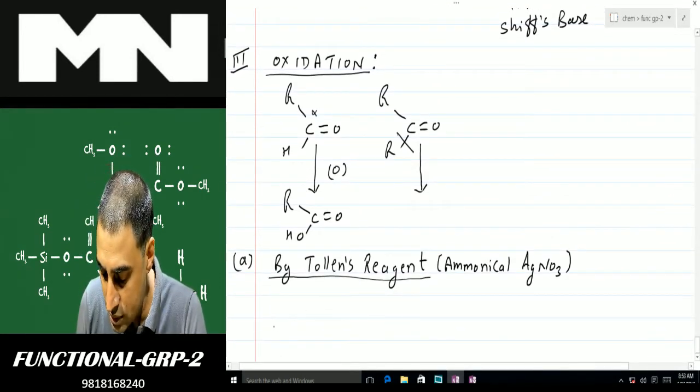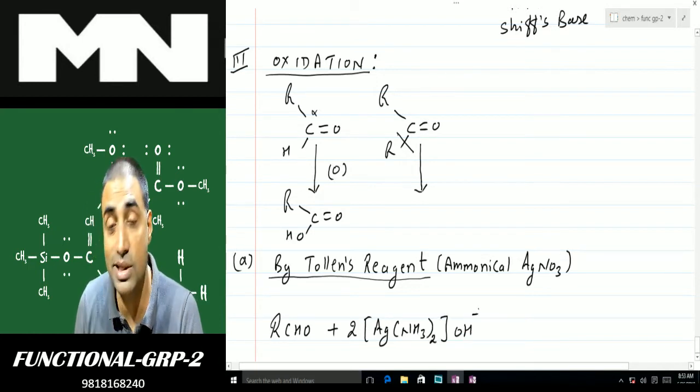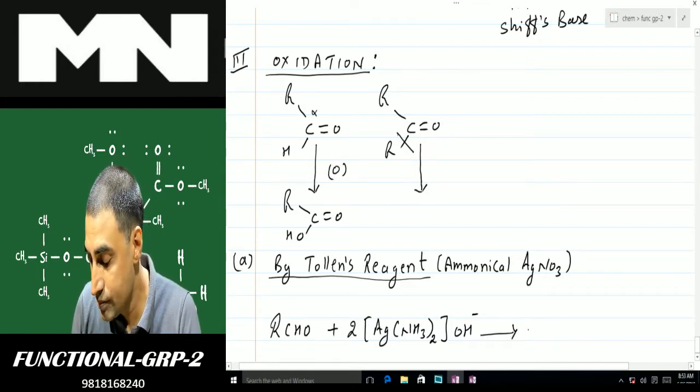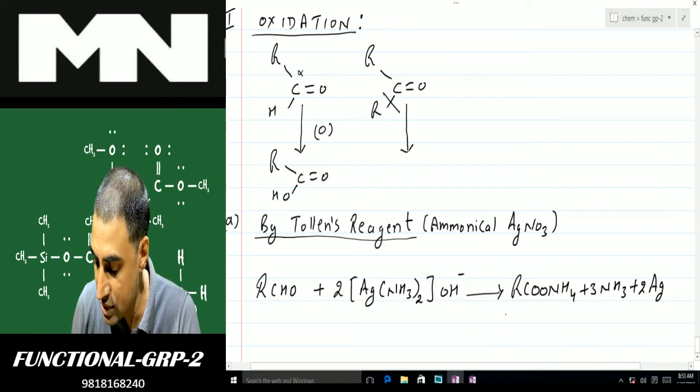I've got a compound that is an aldehyde, RCHO. I am reacting it with Tollens reagent, which is like this. And no doubt this Tollens reagent is alkaline. It is basic in nature. It will oxidize the aldehyde to carboxylic acid salt, that is RCOONH4. I will get 3 moles of NH3, I will get 2 moles of silver, and along with that I will get a molecule of H2O.